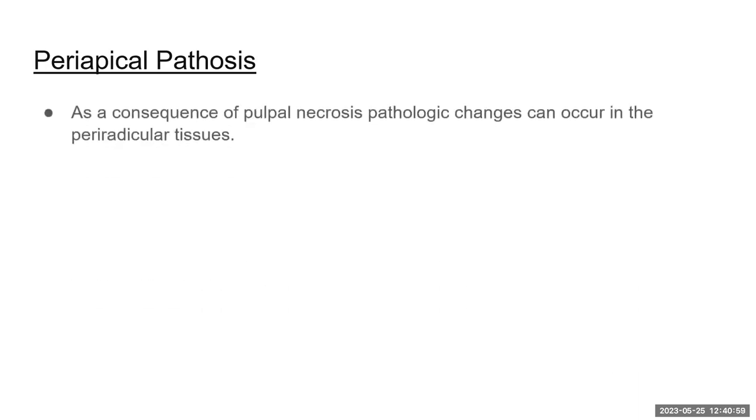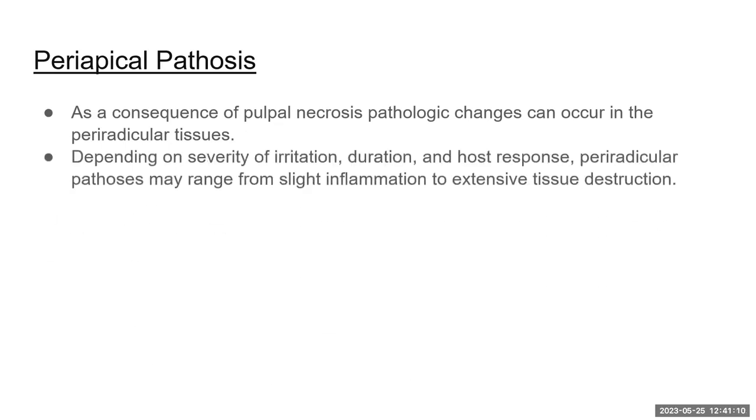I hope you understood the previous part of the lecture. We will continue with the periapical pathosis. It's a consequence of pulpal necrosis when the irritant reaches the periapical tissue. It will depend upon the severity of the irritation, the duration, and the host response. It will be either acute or chronic.